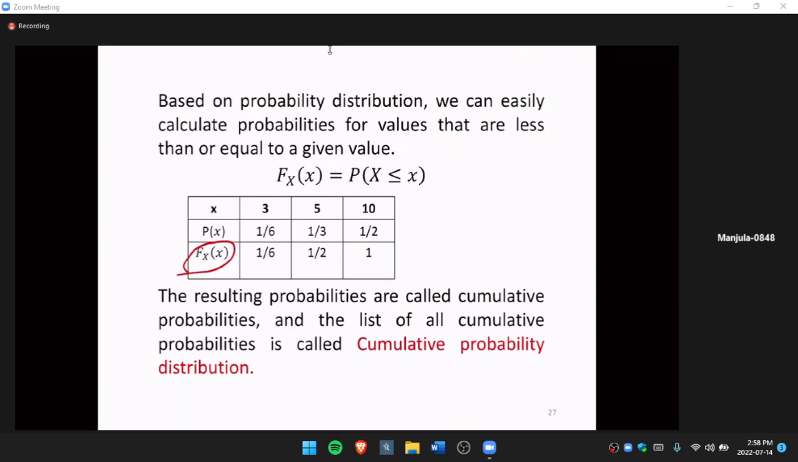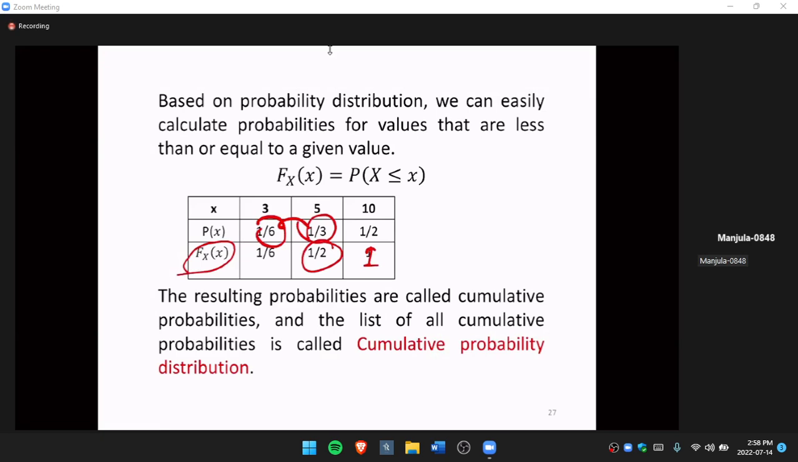Of course, 1 over 6 plus 1 over 3 plus 1 over 2. That is the probability when x is less than or equal to 10. Total probability is 1. If you want to find this one, you can add just these two probabilities. Right? Clear?